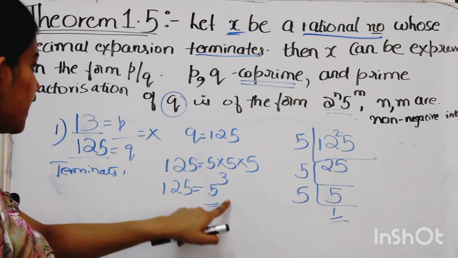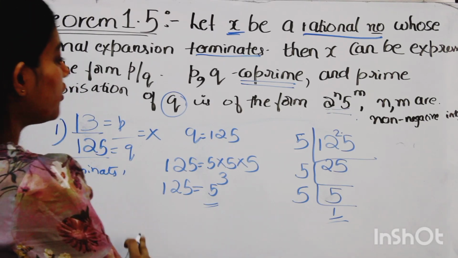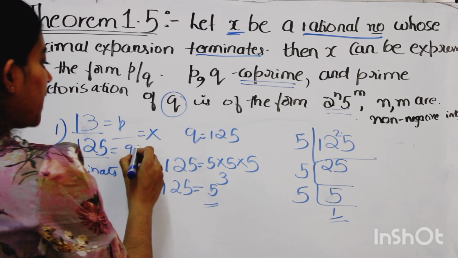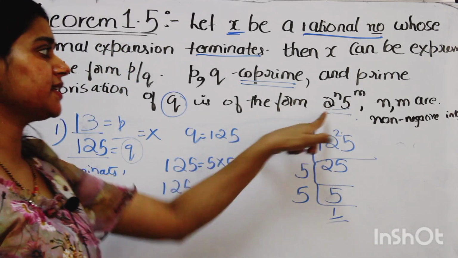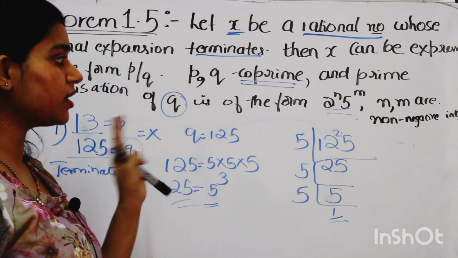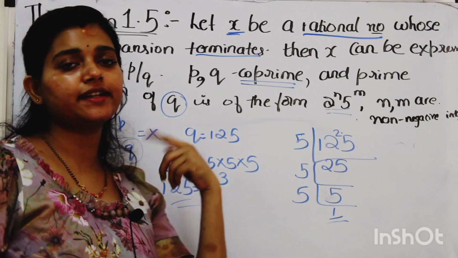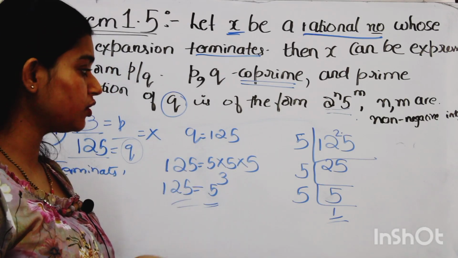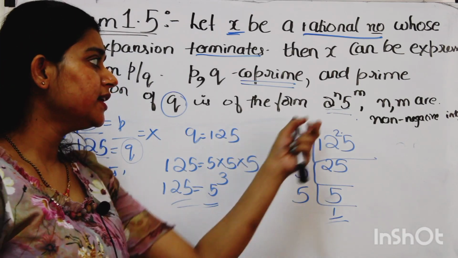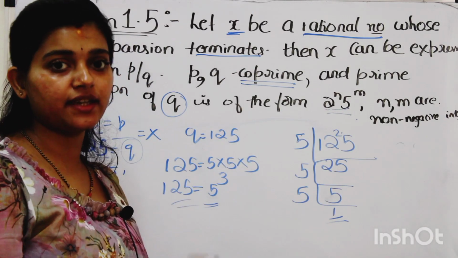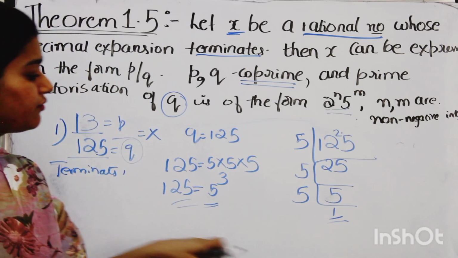So here you can see that this is a rational number whose decimal expansion terminates. And the prime factorization of q, you got 5 to the power 3, which is of the form 2 or 5, right? So these are the two examples we took, where a rational number terminates and p and q are co-prime, all the conditions hold, and we checked the prime factorization of q, you got 2 and 5. There is no 3 or 7 or 11, right? So this is theorem 1.5.